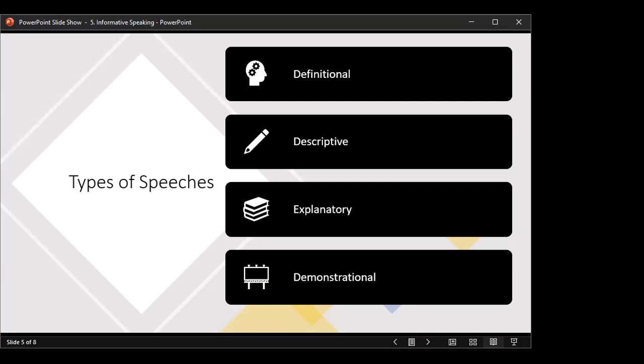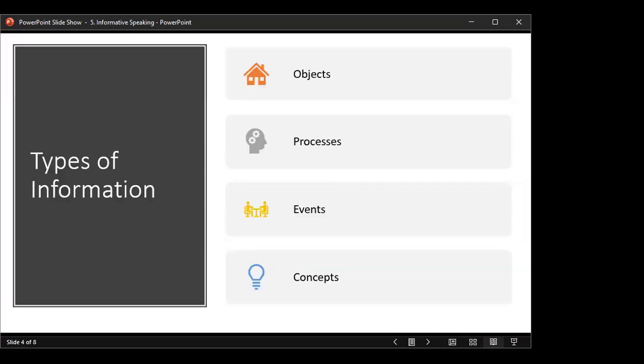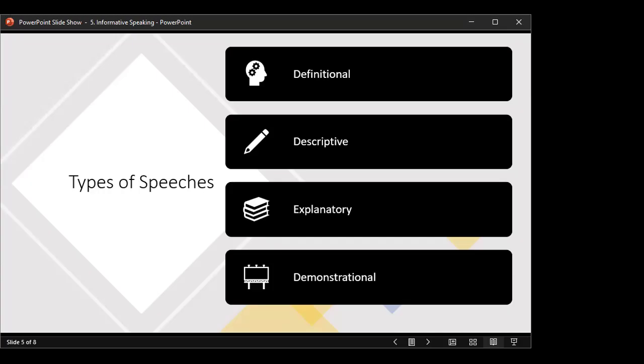And then our last type of speech is a demonstrational speech. Now, demonstrational speeches are where we show how to complete a process. So processes are largely going to be demonstrated. I am currently demonstrating how to complete the process of producing an informative speech or improving our informative communication skills. So when we demonstrate something, we demonstrate how to complete a process. So any process, we can demonstrate how to do that.